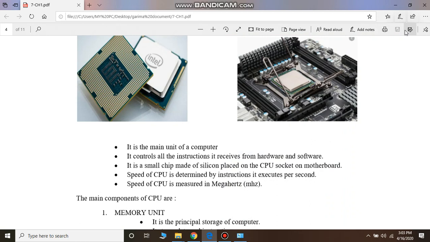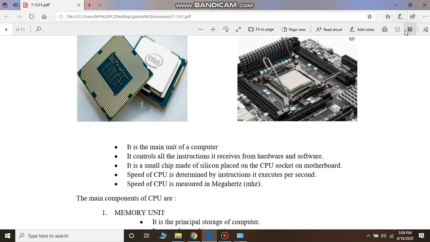So when we are referring to a CPU as the brain of a computer, that means all the execution of instructions will take place under the CPU. So the CPU is responsible for executing all the instructions that are given to the computer. It is basically controlling all the instructions that are sent or received from hardware, and they are sent to the software for the processing of those instructions.